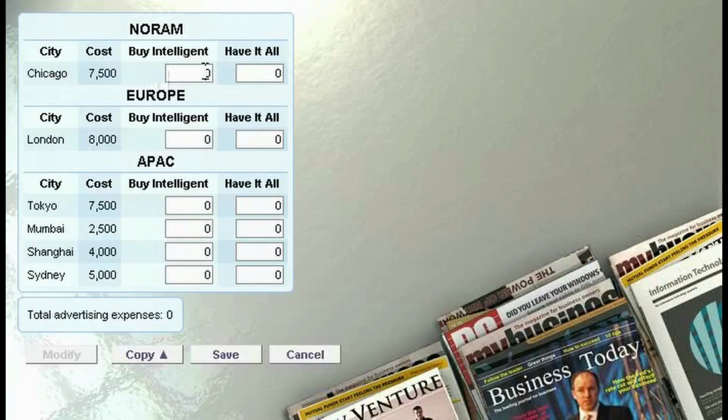You will then indicate how many times you want your ads to appear in the media during the quarter. You will be able to advertise in regional magazines and local newspapers in order to more tightly focus your message to specific segments.